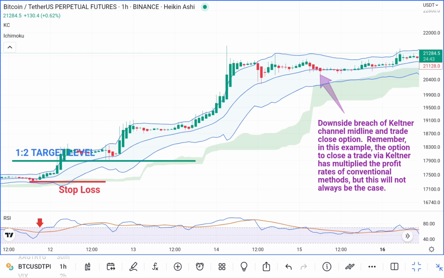The target can be statically set at 1-to-1.5 or 1-to-2 levels in classical methods, or by applying a more flexible pattern. If the price closes a candle below the midline of the Keltner channel, the trade is closed. If this path is followed, much higher profit can be obtained or the trade can be abandoned early. Please do not forget, before entering a trade, define the rules of your strategy and do not revise it after opening the trade. This is a very important issue.